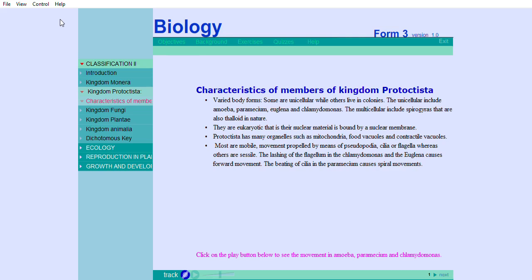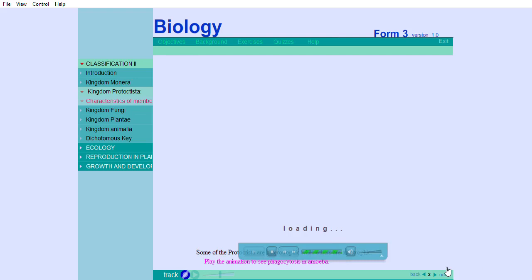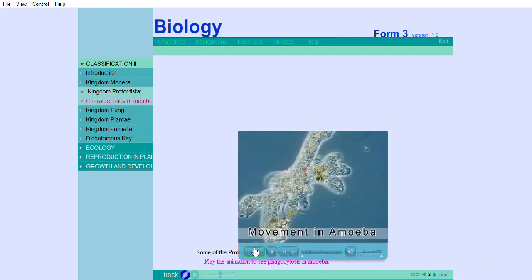Most are mobile, movement propelled by means of pseudopodia, cilia, or flagella, whereas others are sessile. The lashing of the flagellum in the chlamydomonas and the euglena causes forward movement. The beating of cilia in the paramecium causes spiral movements. Click on the play button below to see the movement in paramecium, amoeba, and chlamydomonas.